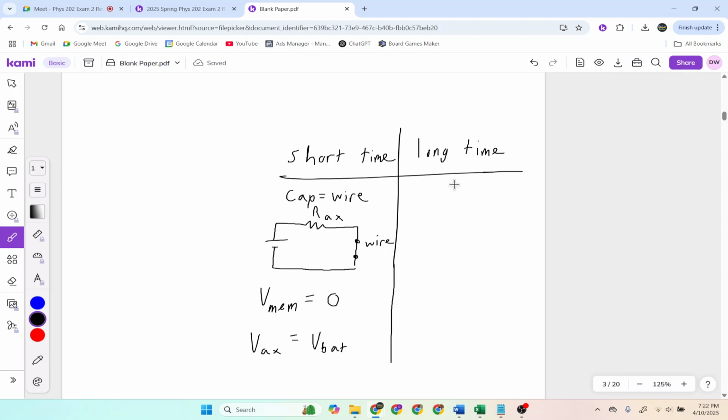Okay. So after a long time, the capacitor is an open circuit again. This is still true from what I wrote earlier. What's different is it's not voltage equals Vmax and it's not current equals 0. Instead, the circuit looks like this. It's just two resistors. You just literally ignore the capacitor. It's still there, but it's just kind of invisible. So here's axon, here's membrane.